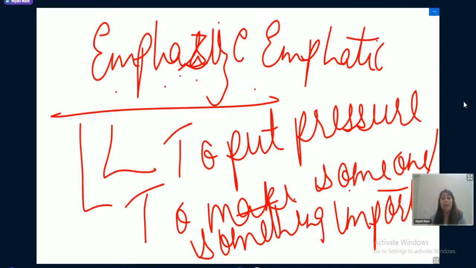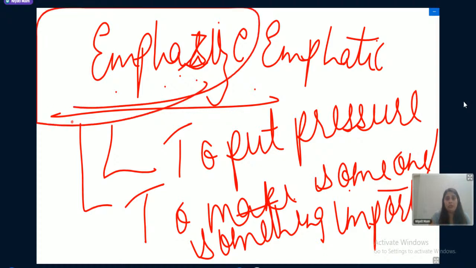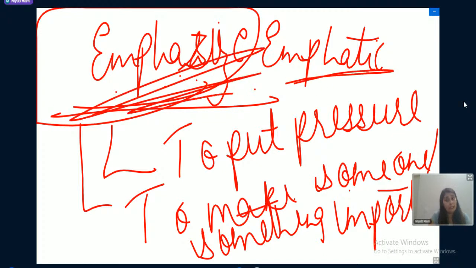And when we use emphatic pronouns, whenever you need to make the subject of the sentence feel more important, whenever you want to emphasize the subject of the sentence, whenever you want to put pressure on the subject of the sentence, in that case, you need to use an emphatic pronoun.